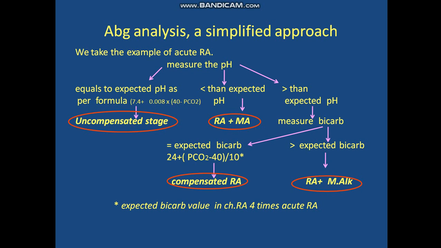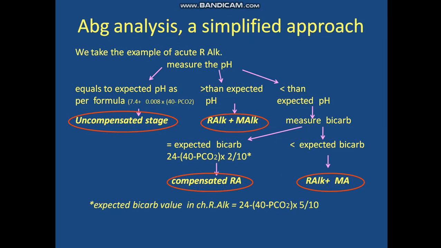Now if the measured pH is more than the expected pH, then two things can occur. Either there is a compensation going on or there is an alkalosis component along with respiratory acidosis. How do we differentiate? We measure the bicarbonate. If the measured bicarbonate is equal to the expected bicarbonate, then it is a compensated respiratory acidosis. But if the measured bicarbonate is more than the expected bicarbonate, it is respiratory acidosis as a primary disorder along with metabolic alkalosis. Similarly, we can take the example of respiratory alkalosis.